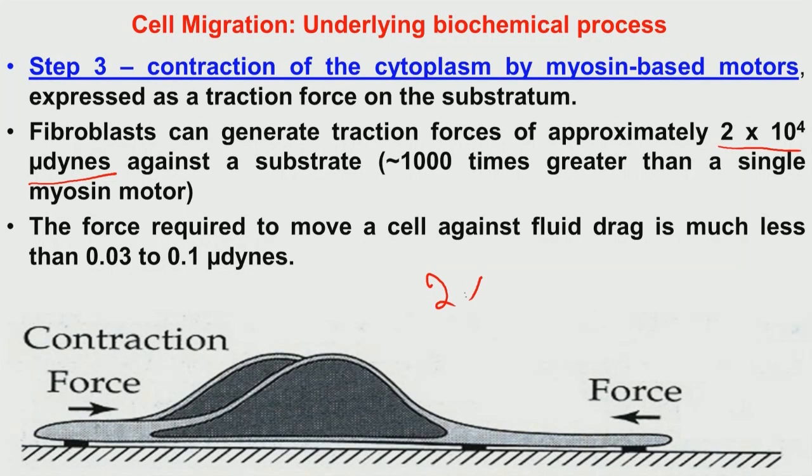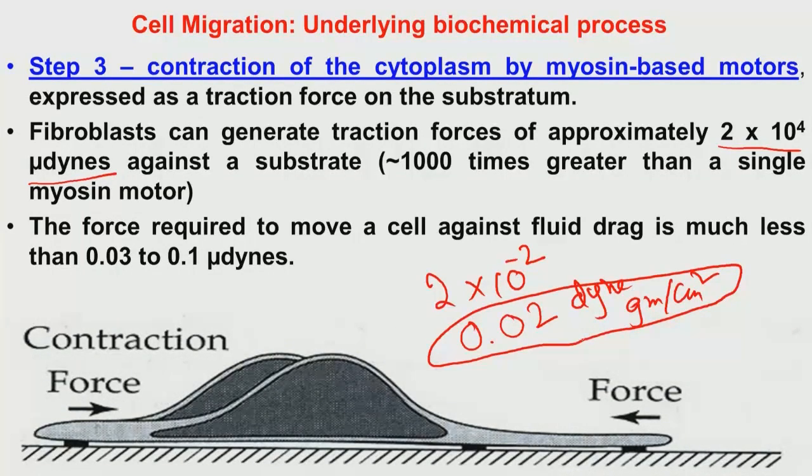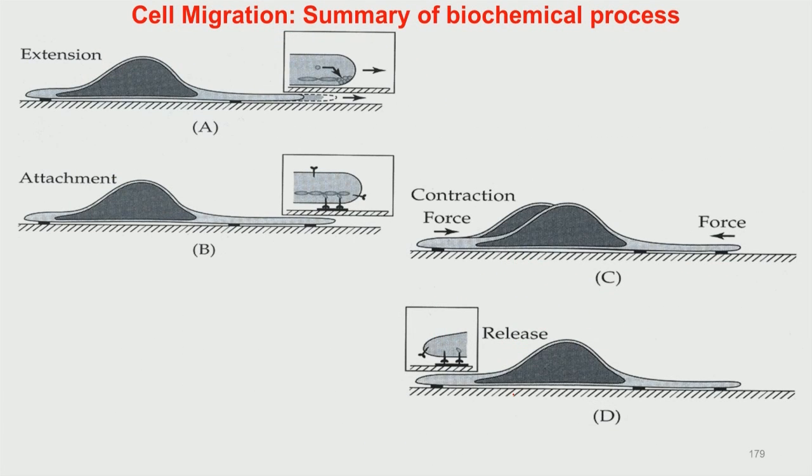So, essentially I am talking about this traction force being of the order of 0.2 into 10 to the power minus 2, that means 0.02 dyne, and 1 dyne is gram centimeter per second square. So, this is a CGS unit. You can see how small is the force that is generated as a traction force here. Because of the presence of this traction force, the next stage is that the focal adhesion at the rear end is released.